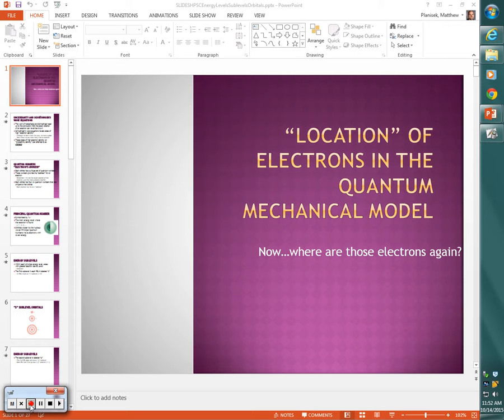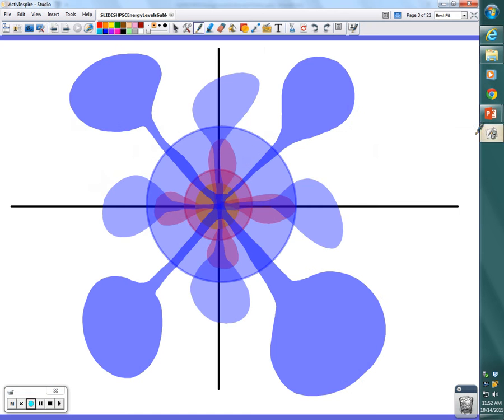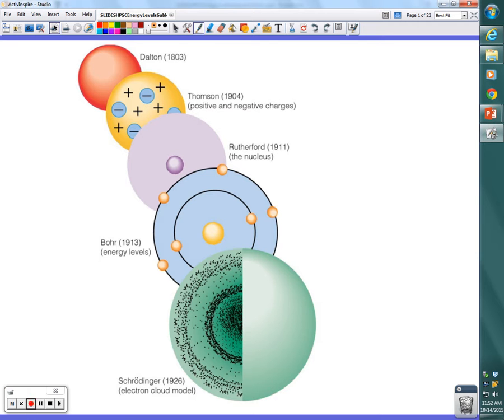Okay? So yesterday, we continued our discussion about Schrodinger's model of the atom, which we sometimes refer to as the quantum mechanical model. This picture here showed our progression of our atomic model, starting with Dalton and then all the way through Schrodinger. So, give me some features of Schrodinger's quantum mechanical model of the atom. What did Schrodinger say about the structure of an atom?